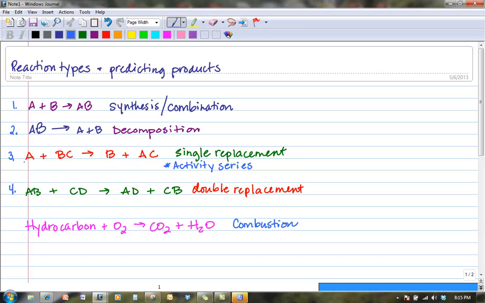Equation number 4 is called a double replacement. We have two compounds, AB plus CD. And what happens is that the metals that are in the compounds are going to switch places. And in doing so, we get two new compounds, AD plus CB. Now in double replacement reactions, we can sometimes get a precipitate or a solid that comes out of solution.